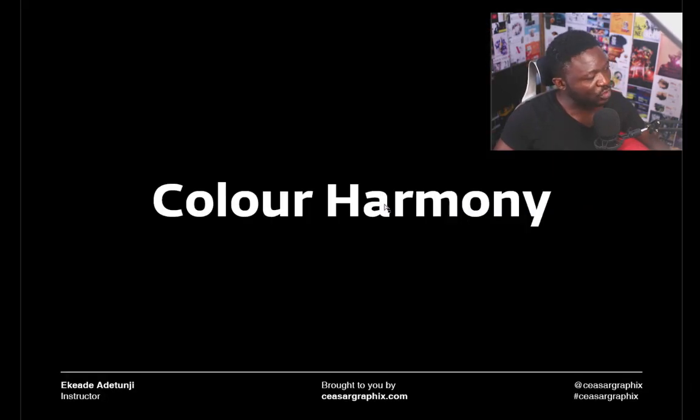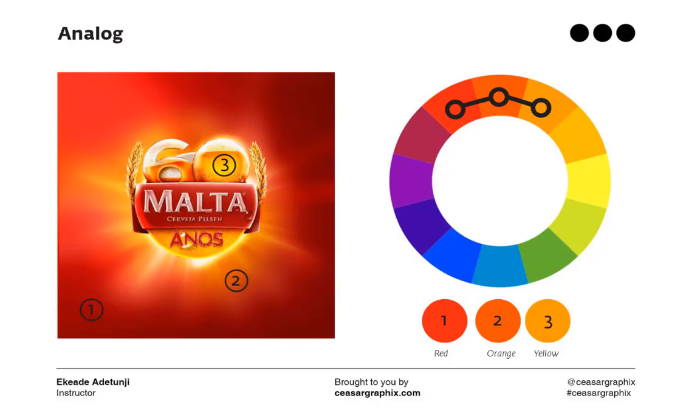Let's go down to the color harmony. If you look at this beautiful artwork from Malta, you see that we have this analogous color on it. If you look at this project now, I have this first color here, which is red. I have the dark shade of red here. The value of this is the dark part. So I have this here now.